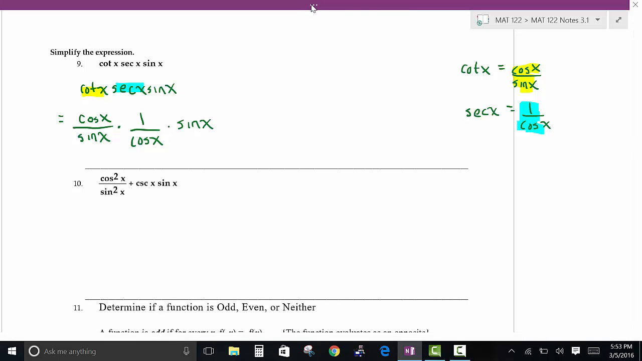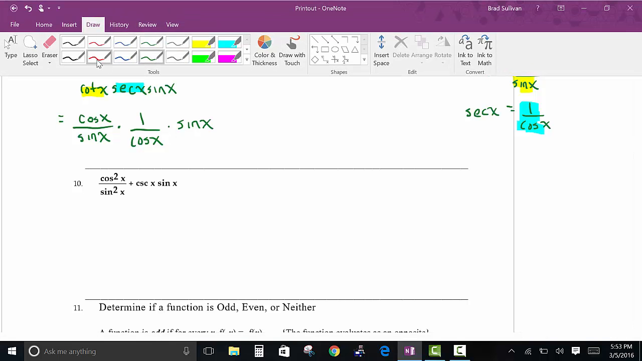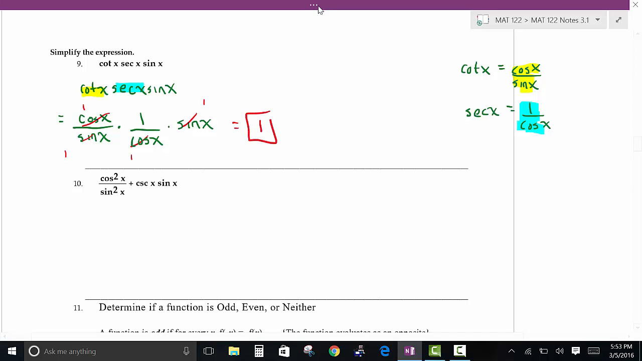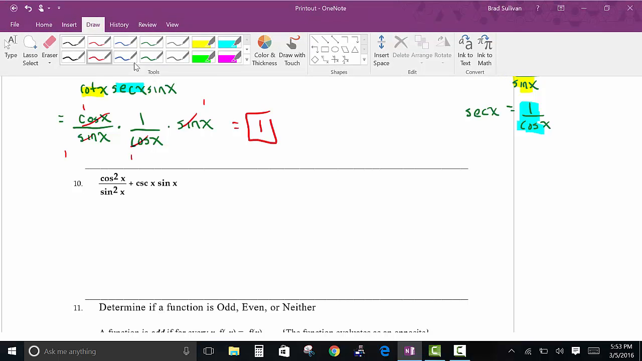And notice on this you have several cancellations that you can do. So a cosine over a cosine, of course, is really 1. A sine over a sine is also 1. So that means the answer to this problem is just equal to 1. Okay? Now that's the way that I want you to do this.